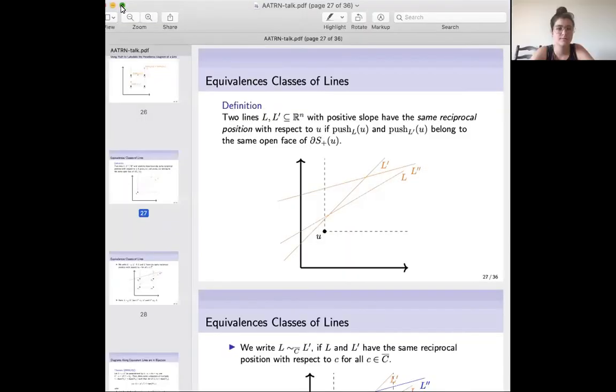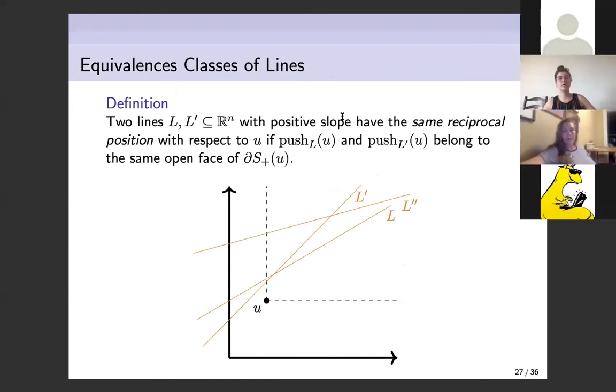Okay, so let me share my screen again. Okay, so now we have all this machinery of pushing the values onto the line L, and we have the U bar, and we will use these things to create equivalence classes of lines, and then we will see the last theorem of the talk. So the way we define the equivalence classes of lines, first we want to define what it means to be in the same reciprocal position with respect to a point U.